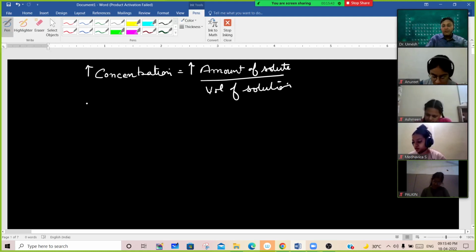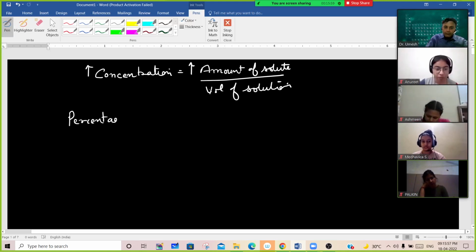This concentration is expressed in a number of ways. I will discuss all those ways. Number one, I am discussing percentage by weight. Suppose I have a binary solution.